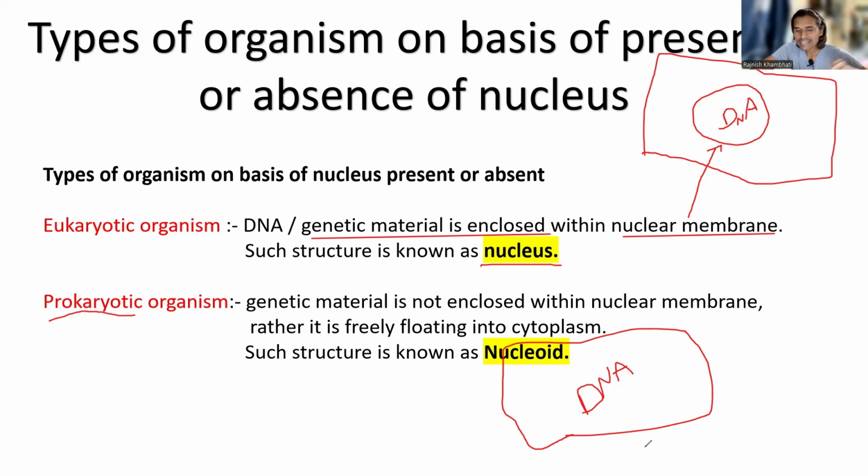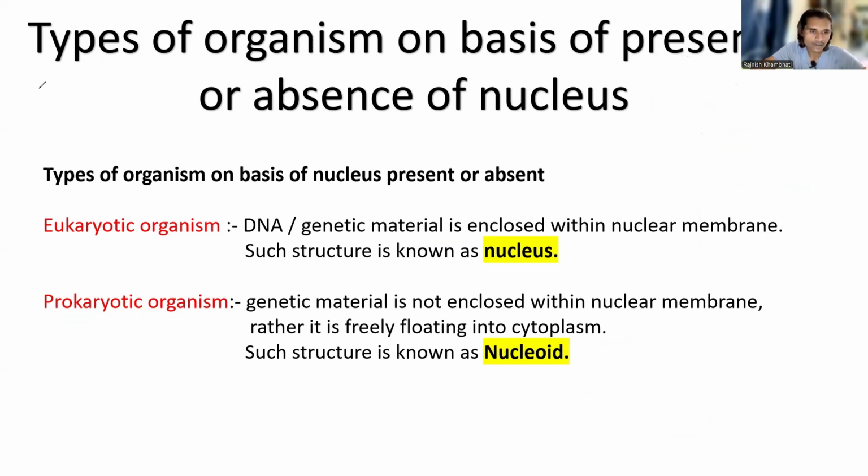nucleus. Instead, it is known as nucleoid. That means the DNA or the genetic material is floating in the cytoplasm of the cell, not separated. And such a cell is known as prokaryotic cell. For example, bacteria. You can see the difference from the diagram. Yes, exactly. So I hope that two things are clear: what is eukaryotic cell and what is prokaryotic cell.